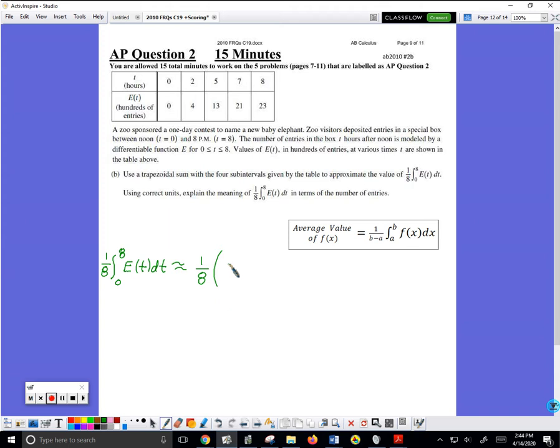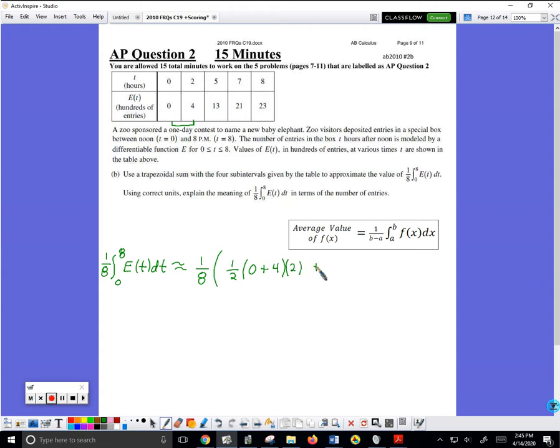It's trapezoidal, so it's 1/2. Now I look at the table. I look at the first subinterval. I take the value of E on the left and also the value of E on the right. You have to write it down because they ask you to show your work. Now I have to multiply by dt, or the change in time for that first subinterval, which is 2.